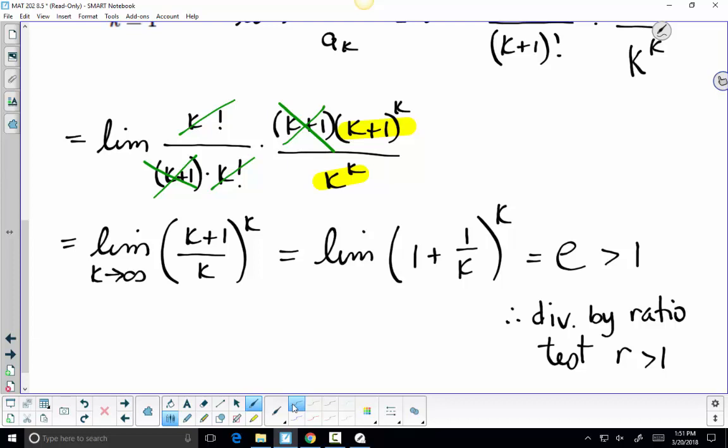Root, ratio, and geometric series, we have to have a number between 0 and 1 for convergence. Integral test, as long as the integral was finite, then the series was also finite. We're going to have this same issue when we do a limit comparison test later today. So we want to group our tests together: root, ratio, and geometric series all together. We get an R value between 0 and 1, convergence.